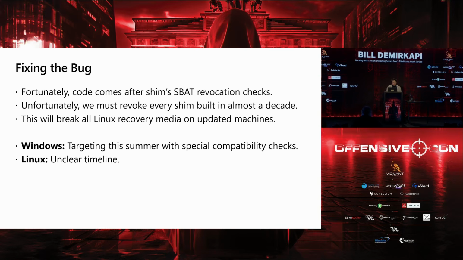Now, for Windows, what we're planning to do is target SBAT support this summer and actually revoke these images. But we're going to do it in a little bit of a special way. We have certain compatibility checks designed to reduce the risk of bricking a Linux user. We're going to check for the presence of Linux. We're going to be really careful. But there's still that risk. Unfortunately, I don't have a clear timeline for the Linux story. But I do know that a lot of vendors are right now releasing new shims without this vulnerability in them.